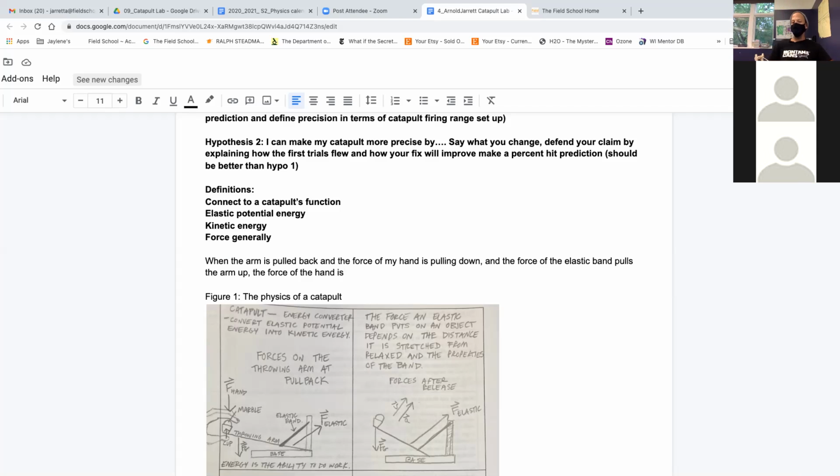Right, but what I want to know is when the force of my hand is pulling down and the force of the band is pulling up and I haven't released it yet, what is the relationship between the forces? Balanced or unbalanced? Balanced because of Newton's what? We just stated it. Newton's first law.